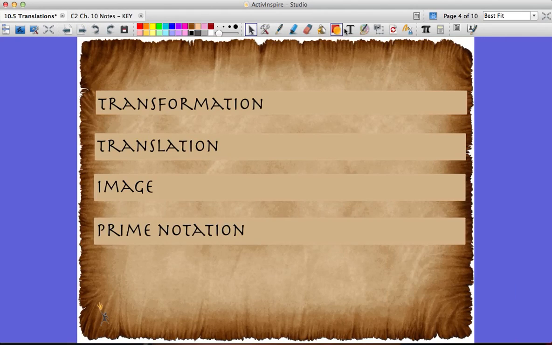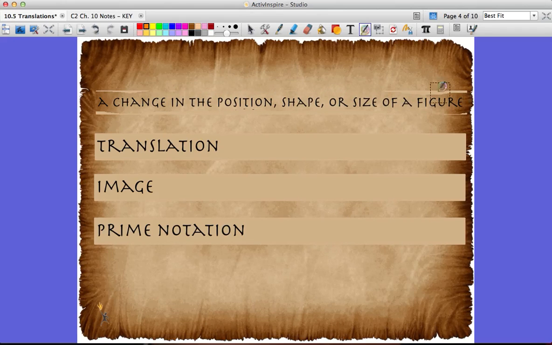More specifically, we have to talk about transformations. A transformation is a change in the position, shape, or size of a figure. So even if a figure starts as this tiny square and becomes a larger square, it's a transformation. If it starts in this corner and ends up in this corner but the same size, it is a transformation. If it changes from a square into a rectangle, it's a transformation.